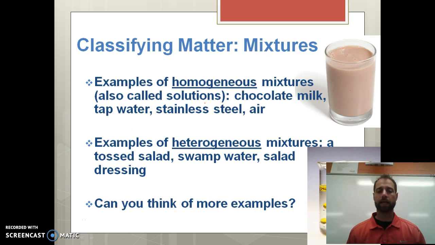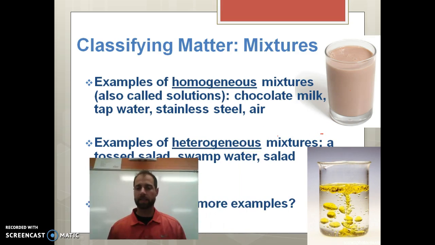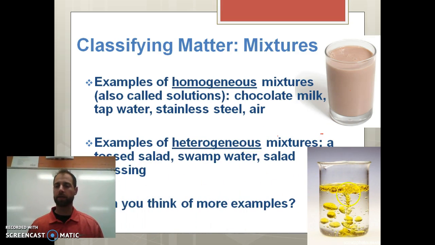Heterogeneous mixtures would be things like a tossed salad. Some bites you might get more lettuce than anything else. Other bites, maybe you have a big cherry tomato in there, and so you get less lettuce. It's a heterogeneous mixture. Swamp water, salad dressing are all heterogeneous mixtures. You could probably think up several examples. Over on the side here, I have an example of a heterogeneous mixture, and you can see if I grab this right here or if I grab this right here, we're going to have different amounts of each substance.